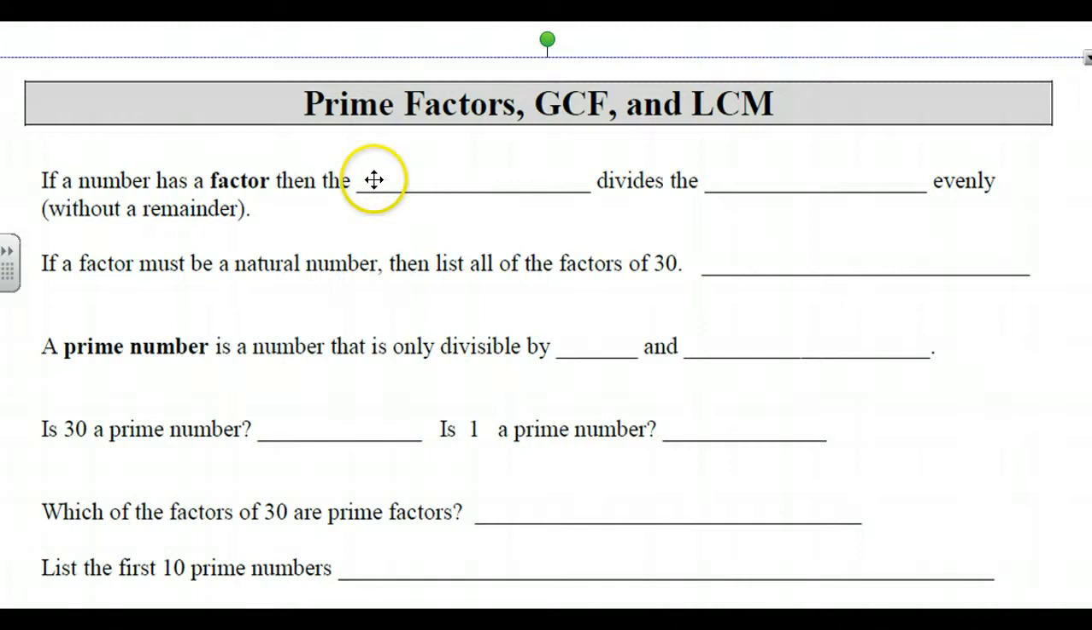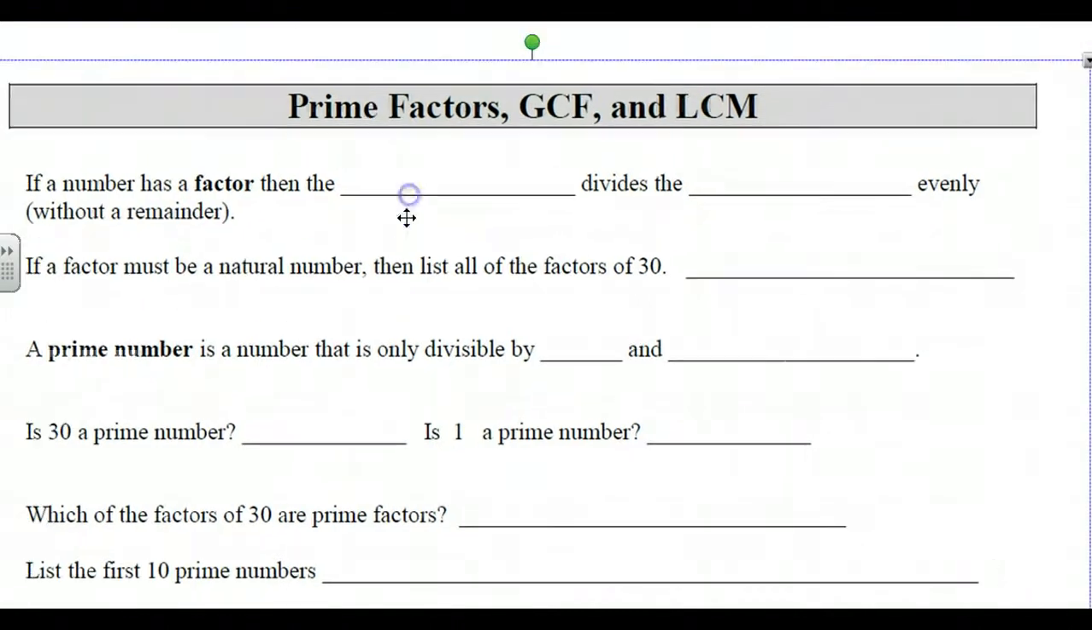So prime factors, we're going to talk about those. Greatest common factor, that's GCF, and least common multiple, or lowest common multiple, some people say. If a number has a factor, then the factor divides the number evenly.